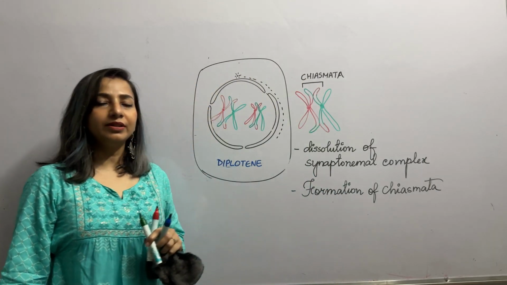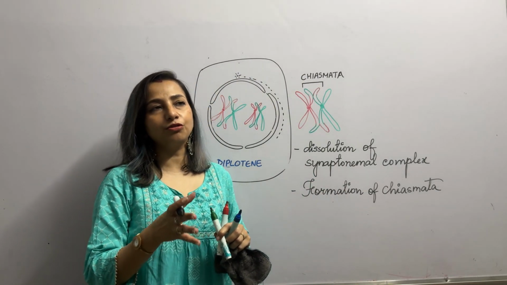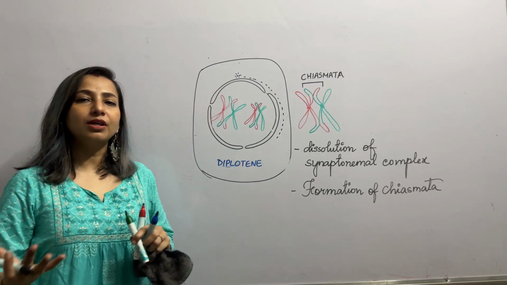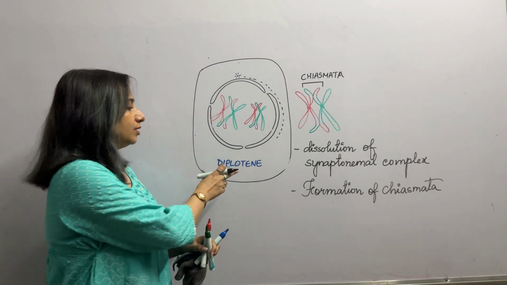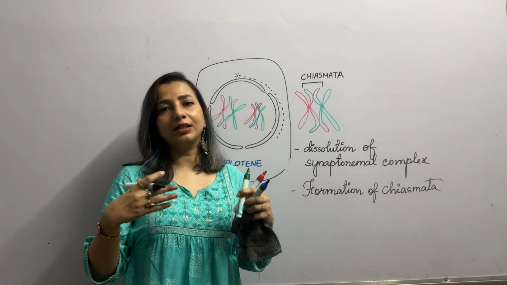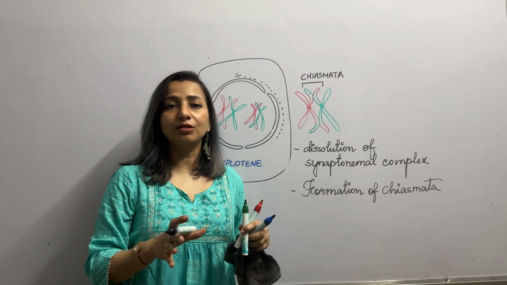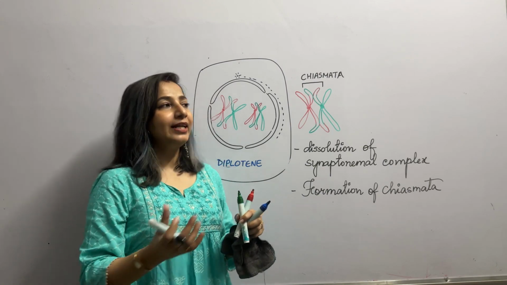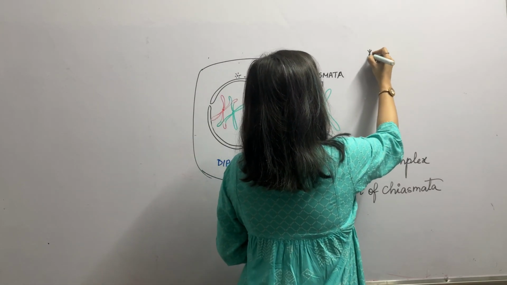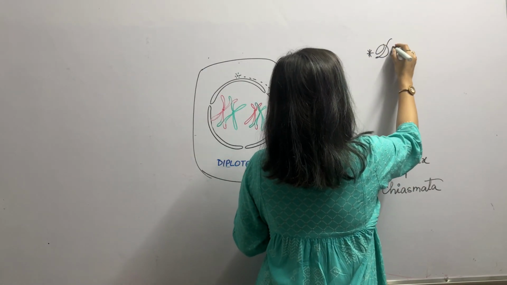Now it is found that in oocytes of certain vertebrates, oocytes means the cells that produce eggs. In oocytes of certain vertebrates, the diplotene stage may be prolonged. It can be so long that at that stage it can remain for a few months or years. Okay? Such a prolonged diplotene stage is called as dictyotene stage.